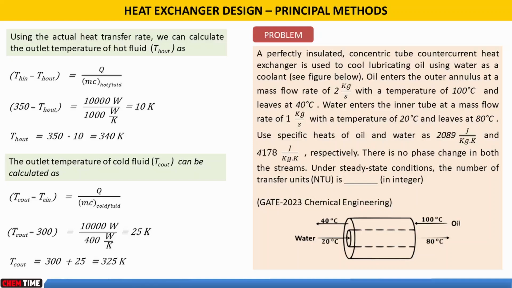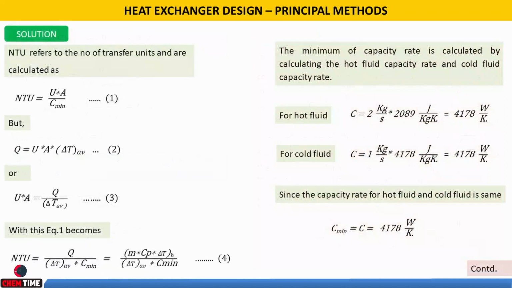If you look at the diagram, the temperature difference on each side, that is 40 minus 20, is 20, and 100 minus 80 is also 20. So you cannot use the logarithmic mean temperature difference when calculating the LMTD. You have to go by the arithmetic mean only. And NTU is defined as U into A by C minimum. Normally, in problems related to NTU, the overall heat transfer coefficient and A, the heat transfer area, are given, and we need to calculate C minimum and then NTU.